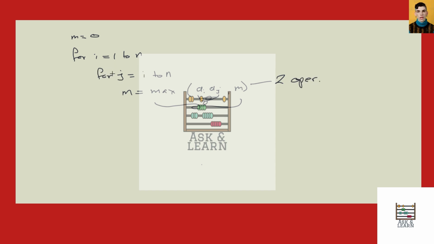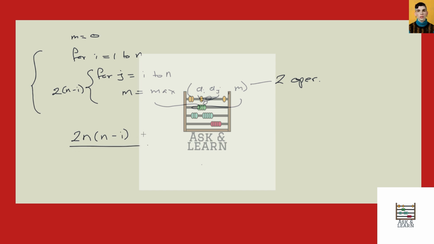Now this line says for j is i to n. So it performs this line n minus i times. So then this is 2 times n minus i. And we'll get to the i later. Anyways, this for loop then repeats this whole loop n times as well. So this is 2n times n minus i.